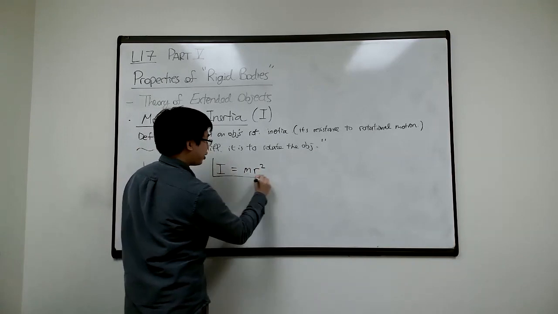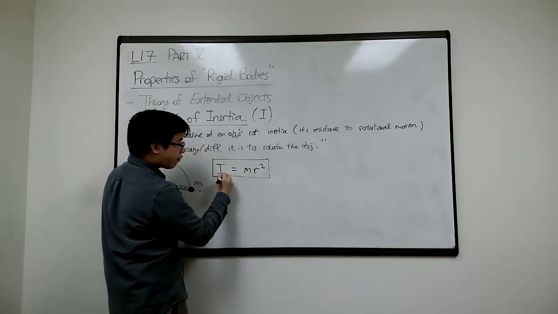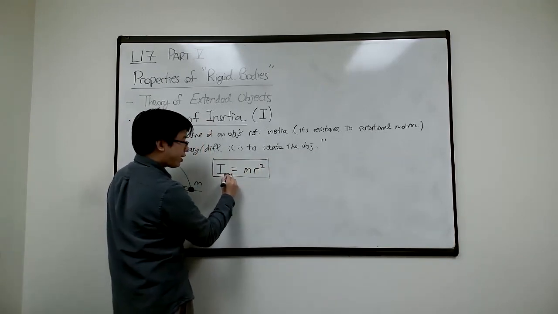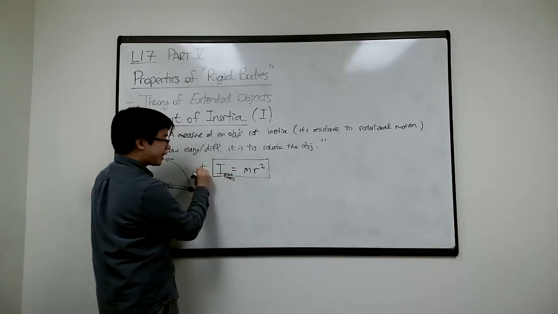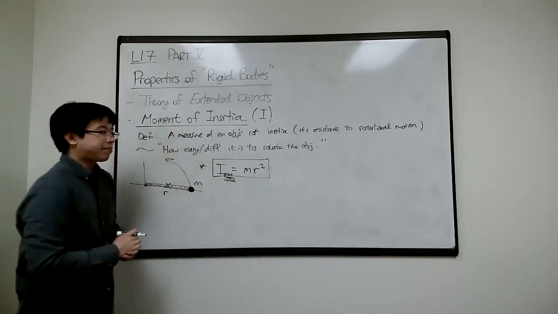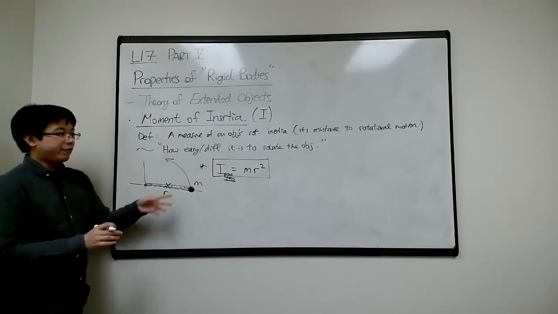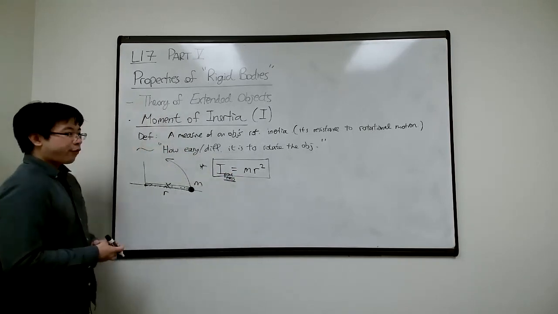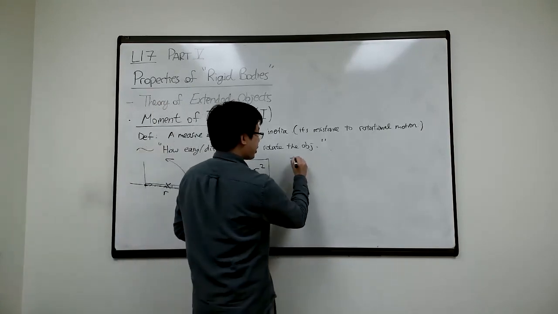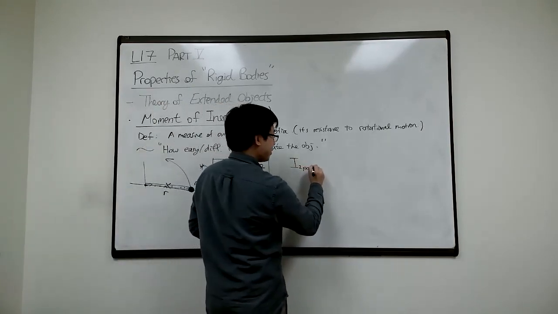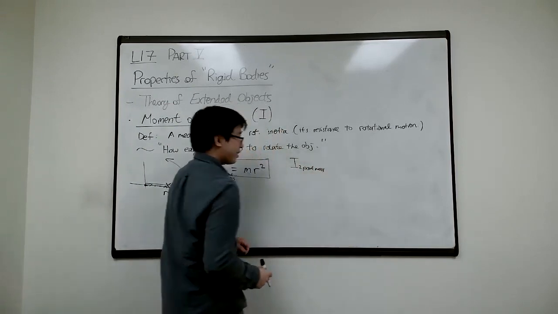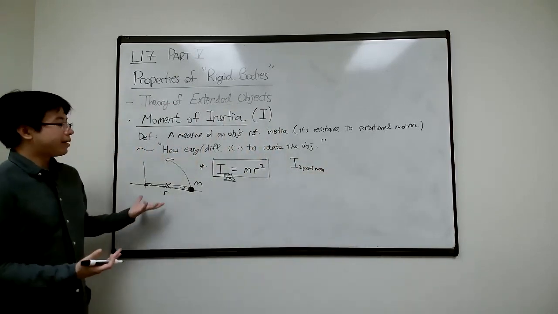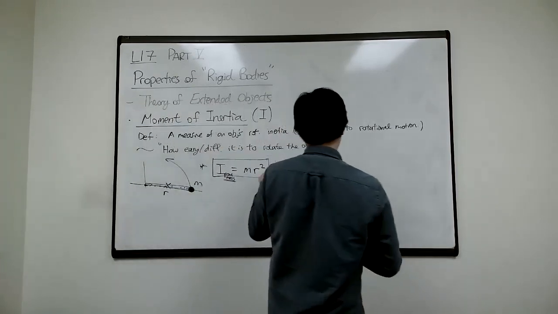So this is the definition of moment of inertia for a point mass. Very important: if you're copying this, make sure you label a subscript, point mass, because if it's not a point mass, it's going to be different. For example, the moment of inertia for 2 point masses, you actually just add them up. The answer will be 2mr squared.